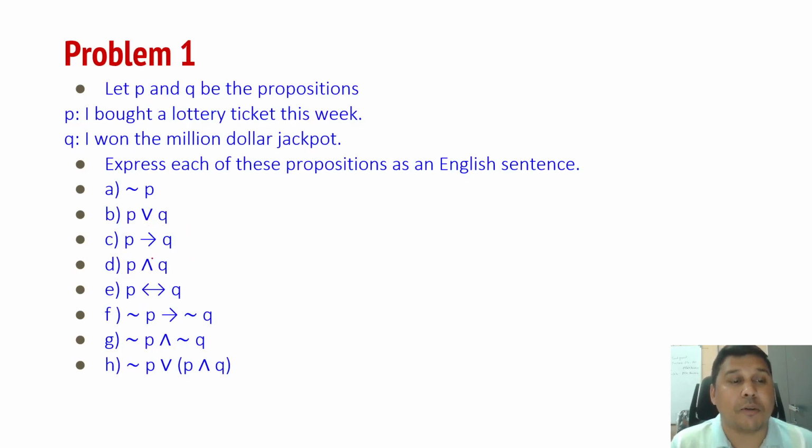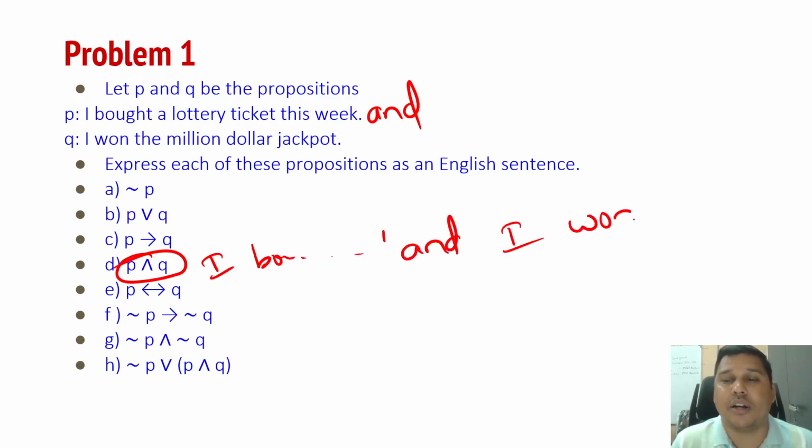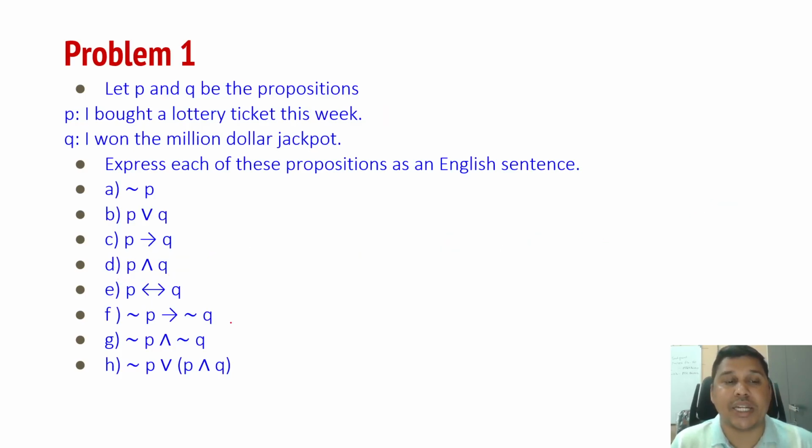What about P and Q here? Simply put and. So you have to write like this: I bought a lottery ticket and I won the $1 million jackpot. Now you see negation P and negation Q. It is: I have not bought a lottery ticket this week and I have not won the $1 million jackpot. This way you will be given expressions, and you have to convert them to plain English text.